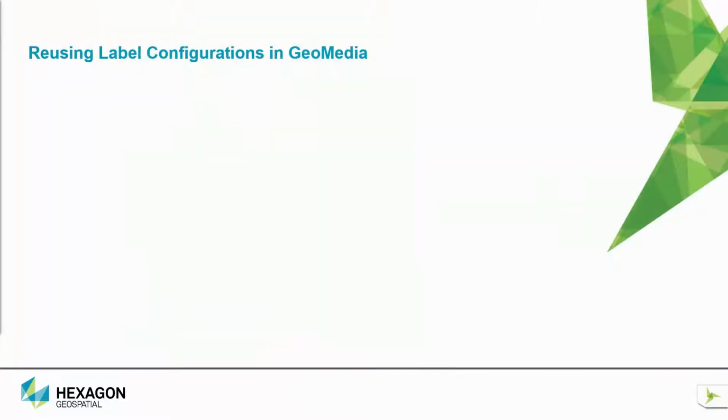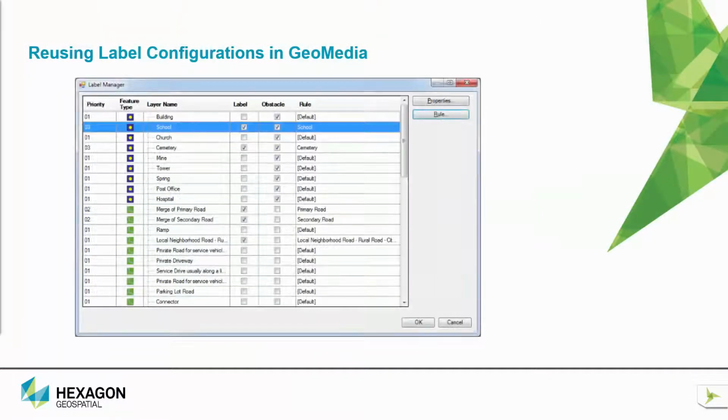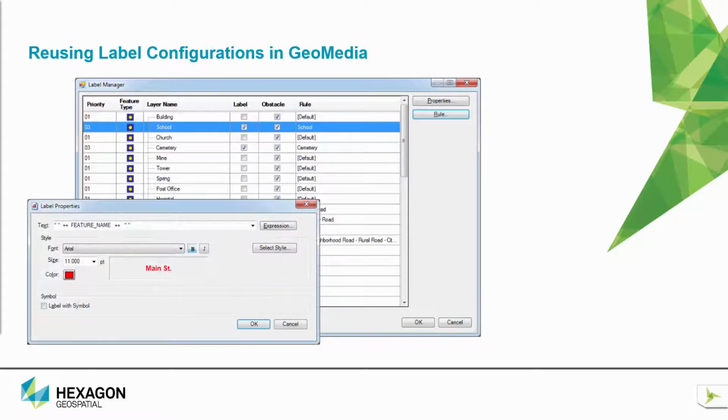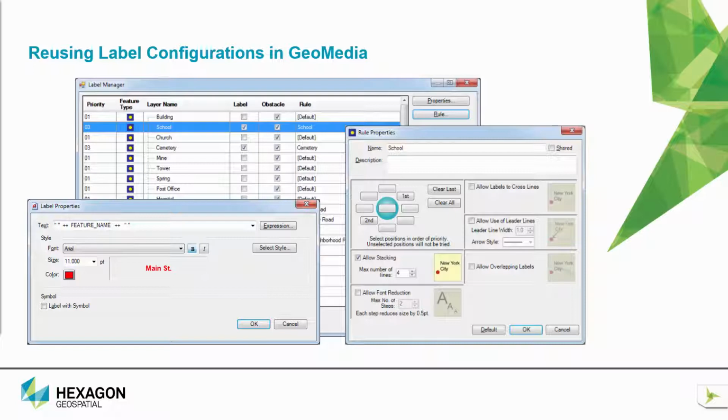Label configurations are the definitions for the labels and rules that are established by using the Label Manager. Before GeoMedia 2015, labeling configurations could only be associated with the map window in which Label Manager was started. It could not be reused within the Geo workspace.